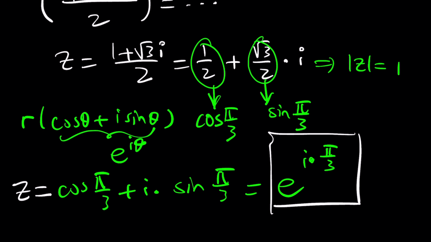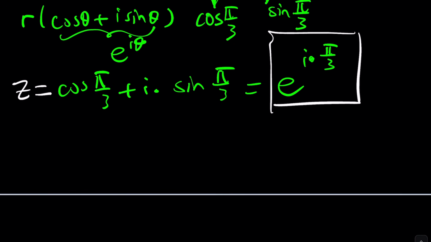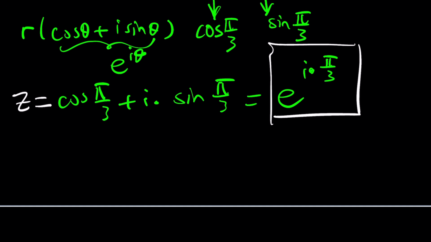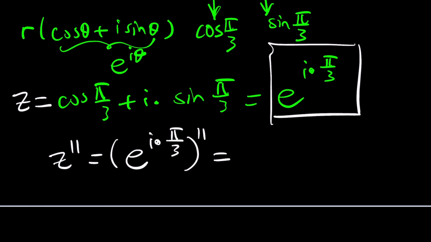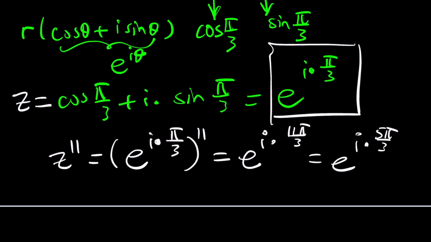So here's what we're going to do. We need the 11th power and the 7th power, and I don't really care about factoring. The 11th power is super easy. So z to the 11th power is just going to be e to the power i times pi over 3, to the 11th power. And you know that by the rules, this is going to be e to the power i times 11 pi over 3. Obviously, 11 pi over 3 is greater than 6 pi over 3, which means it contains 2 pi. Throw away the multiples of 2 pi. You're going to get e to the power i times 5 pi over 3. And that's when you get the value.